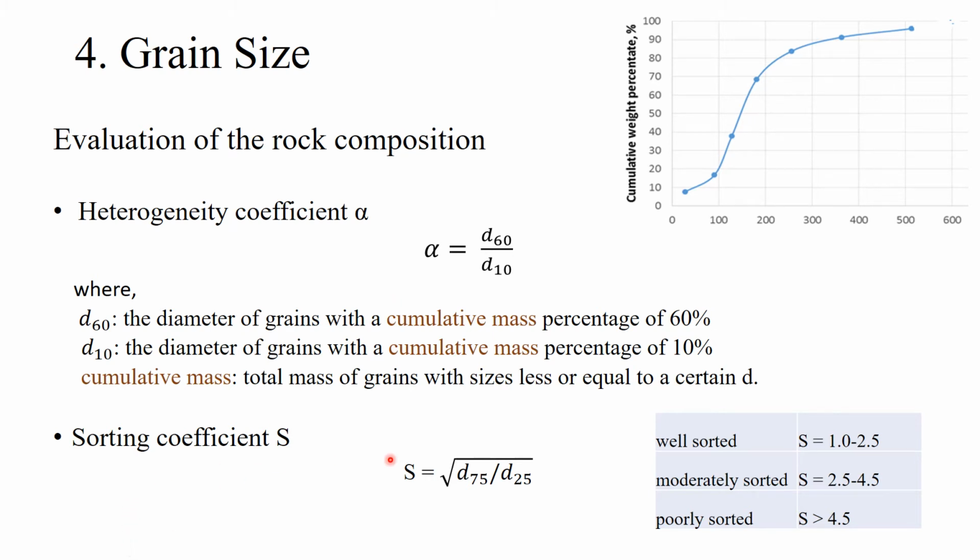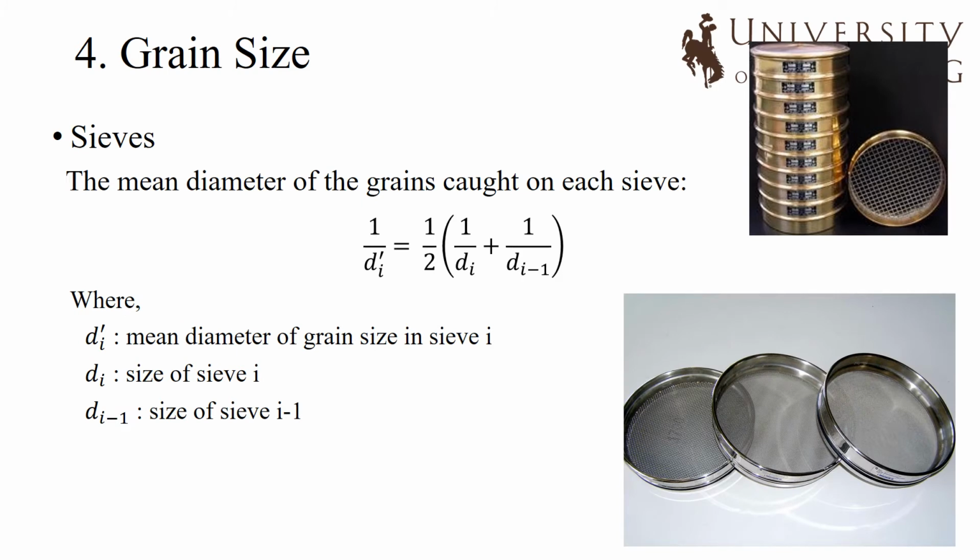Similarly, the sorting coefficient is the square root of D75 by D25, so we calculate it the same way from this figure. If the S is between 1 and 2.5, it's well sorted, 2.5 to 4.5, moderately sorted. If it's larger than that, it's poorly sorted. If you needed to get the mean diameter of the grains caught on one sieve, then 1 over this diameter is going to be half of 1 over the diameter of this sieve's openings plus 1 over the diameter of the previous sieve's opening. But generally, we're not going to do that in the lab.